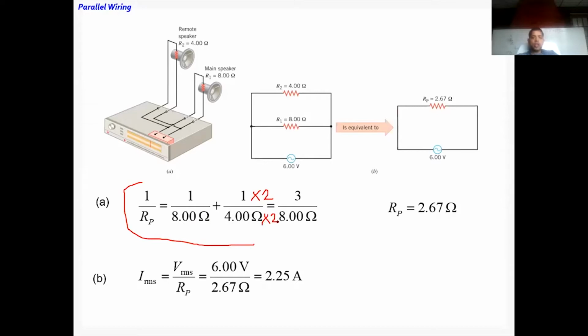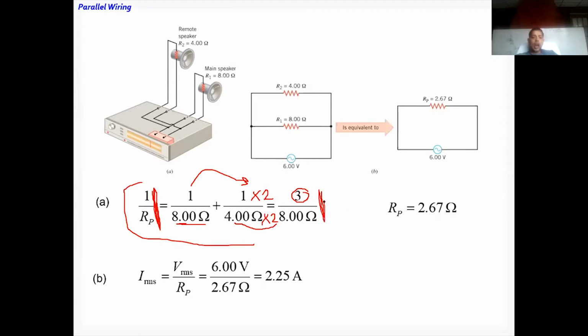Then your denominators are the same. So 4 times 2 is 8. Now you can add the numerators, which is 2 times 1 is 2, plus 1 is 3. That's your 1 over RP. See, this is your 1 over RP. 1 over RP is 3 over 8.